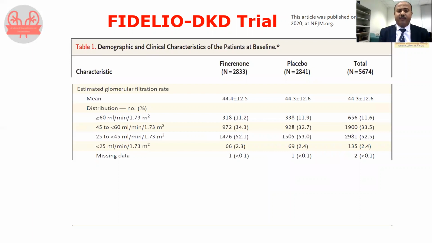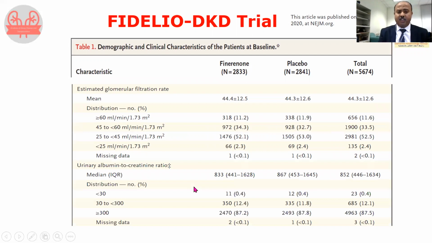Regarding the kidney, these are the values of estimated GFR. The mean estimated GFR in both arms was around 44 milliliter per minute. And this is the distribution: above 60, 45 to 60, 25 to 45, less than 25. You can find here the majority of patients are in this category. More than 52% of the patients were between 25 to 45 milliliter per minute estimated GFR.